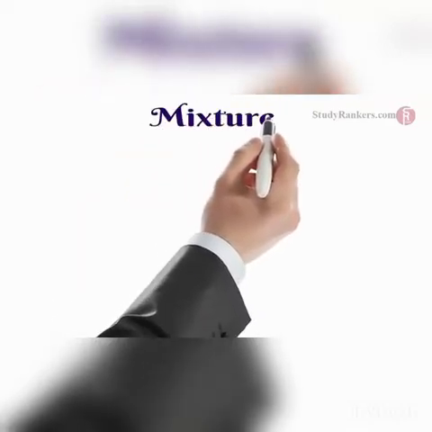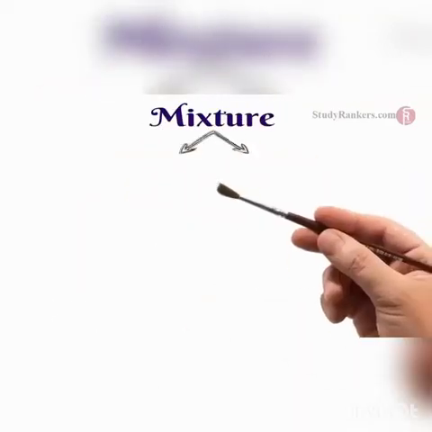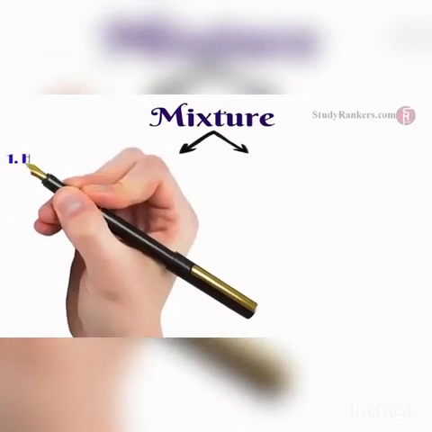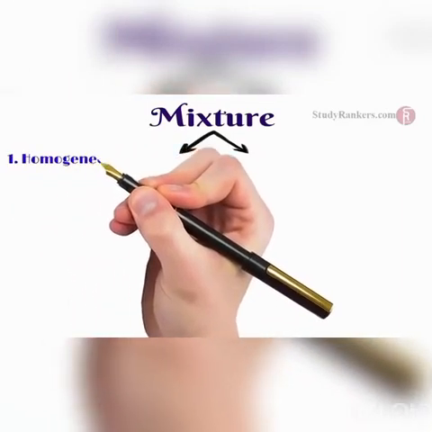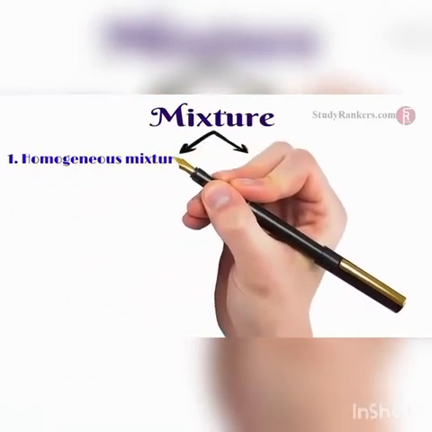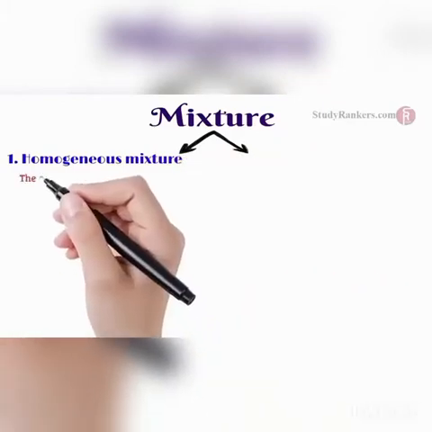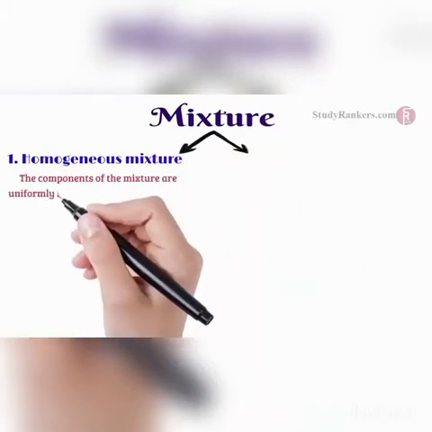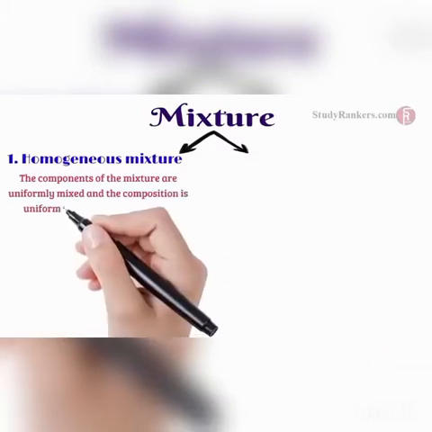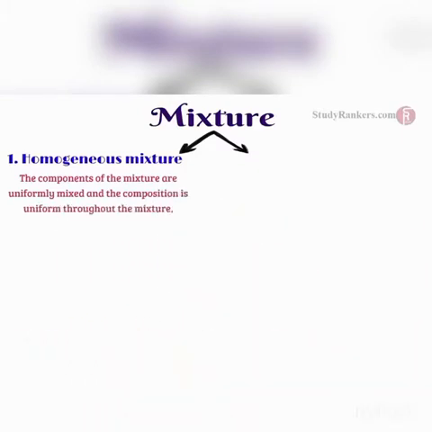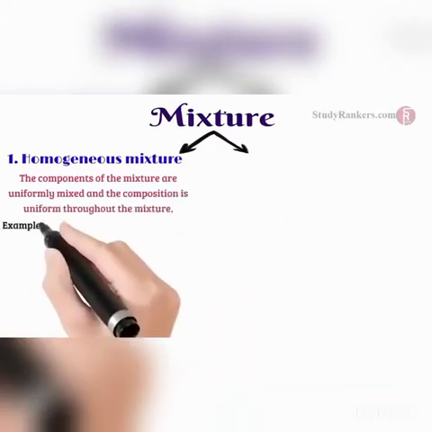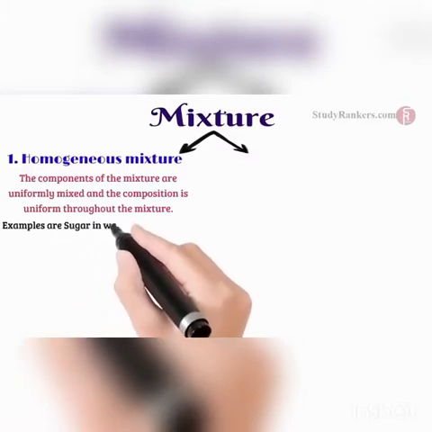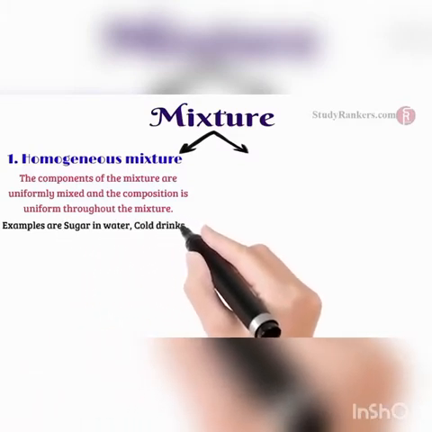We already know that mixtures are of two types. So, what is a homogeneous mixture? A mixture is said to be homogeneous if all the components of the mixture are uniformly mixed and the composition is uniform throughout the mixture. Examples are sugar in water, cold drinks, etc.